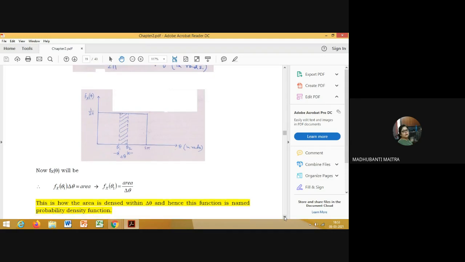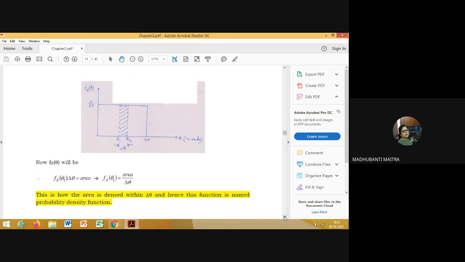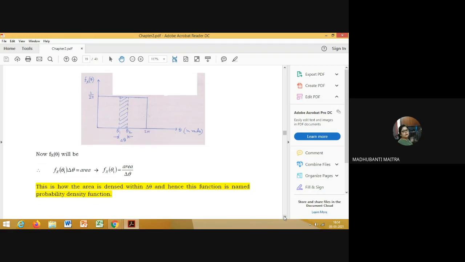Distribution function is quite obvious, because we are showing the distribution of the values of the random variable, the probabilities of the values of the random variable vis-a-vis the possible values of the random variable, how the probabilities are distributed with the values of the random variable. So that's why the name, the distribution function.